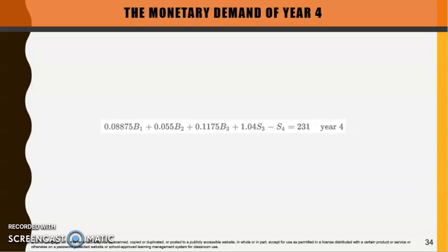Again, you see for year 4, the income from bond 1, the income from bond 2, the income from bond 3, the income from saving account at the beginning of year 3 minus the investment you have at the beginning of year 4 must cover 231. That is the obligation at the beginning of year 4. The same thing applies to year 5.